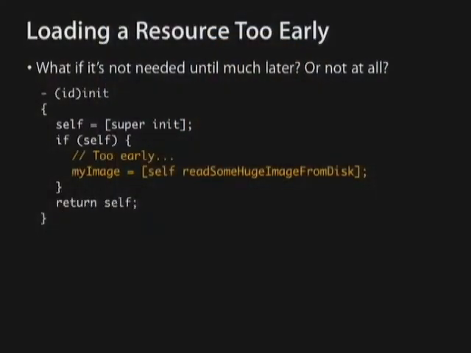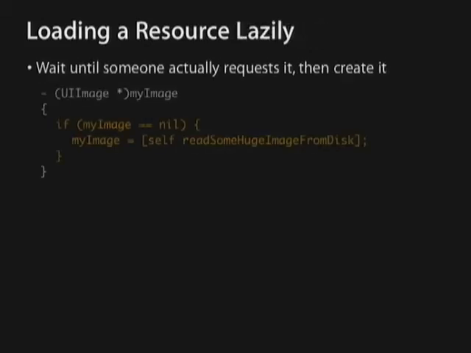So here's an example. In your init method, let's say you have an image that gets presented to the user when the user clicks a button. One way to do this would be in your init call to actually go and load the image there. What that does is it pulls it into memory. This may be at launch time, and it may not even be needed. So another way to rewrite this is to actually do this in your getter.